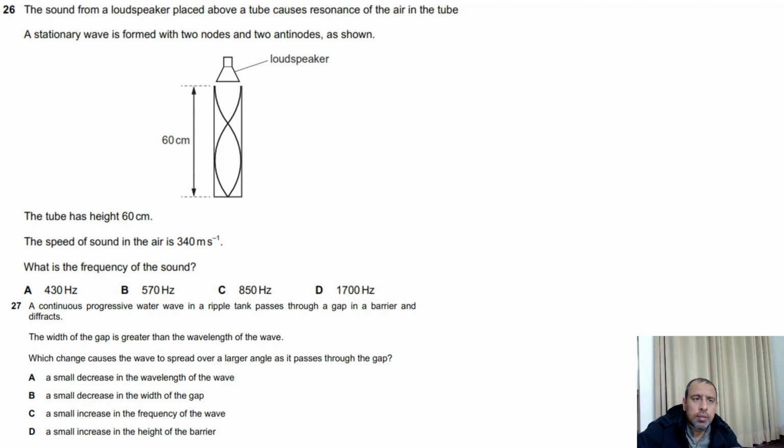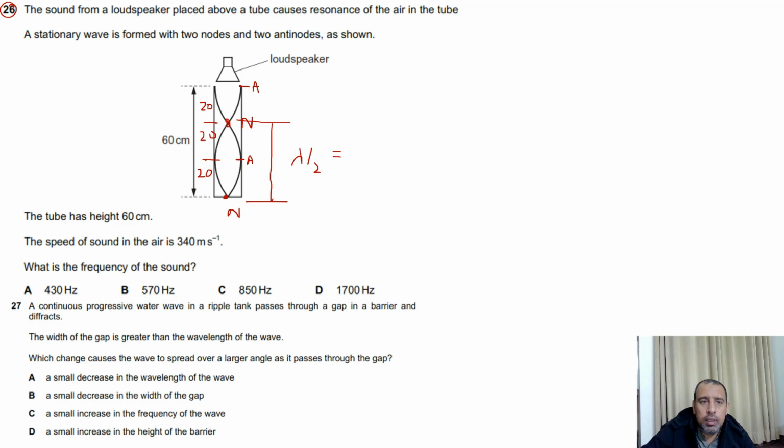Now we have question number 26 here. In this question, you know that this is the point where we have a node, and this is the point where we have a node, and we have the anti-node at this point and at this point. So the distance between two consecutive nodes is half of the wavelength, that is equal to lambda by 2. If we divide this, this is 20 and 20 and 20 cm. So the whole length is 20. This lambda by 2 is equal to 40 cm. It means the lambda is 80 cm.